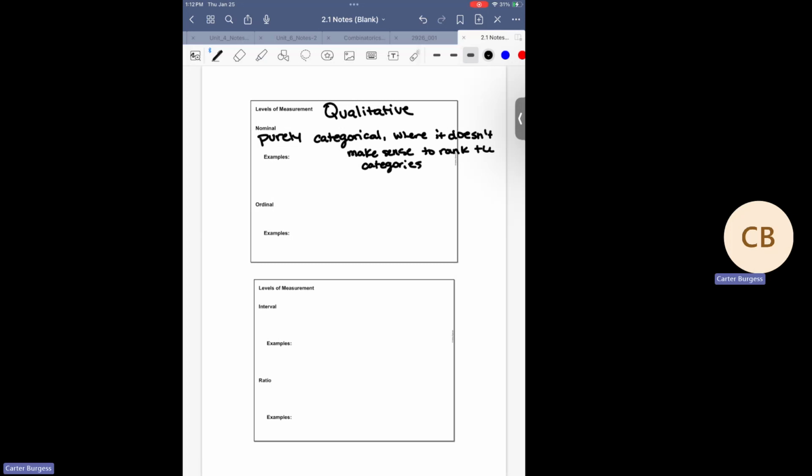Like, there's no reason to put blue above yellow. There's no reason to put red above green. That would just be arbitrary and wouldn't really serve a purpose.